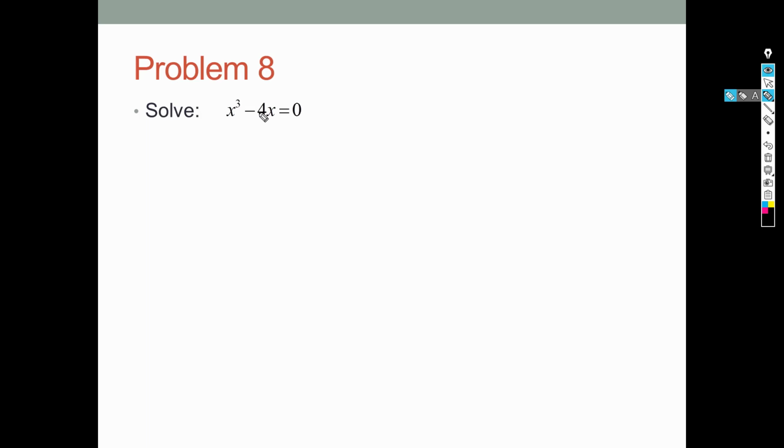So you can see we have a common factor of x. That's the first thing you look for if you're solving an equation by factoring. So take out the x. X cubed, take out an x, that gives me x squared. And then this becomes a minus 4 equals 0.